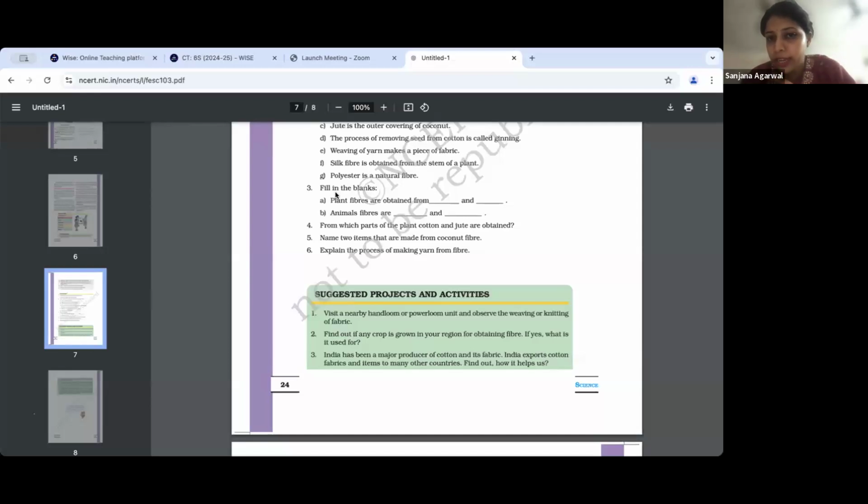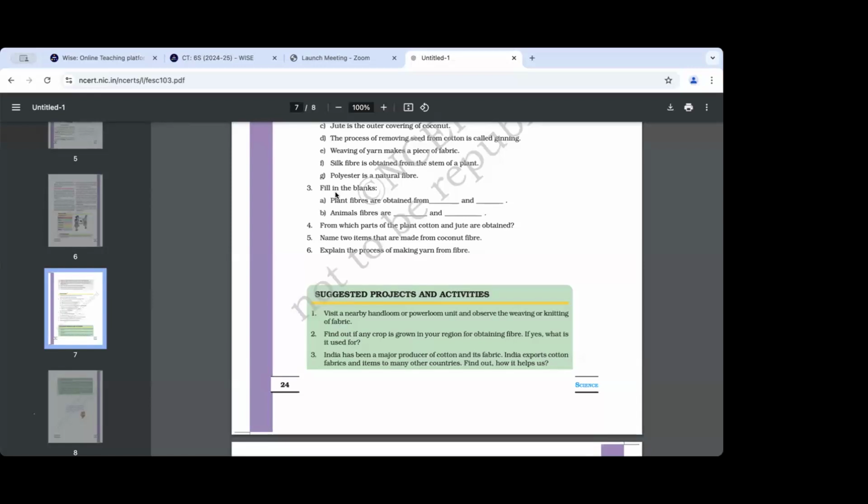So now look at 3rd A part. There we have to write cotton and jute only because the way we answer 3rd A part is already asked straight in 4th. So 3rd is asking that plant fibers are obtained from cotton plant and jute plant. 3rd A part I'm telling. Okay.